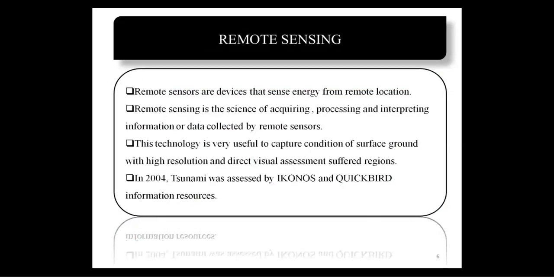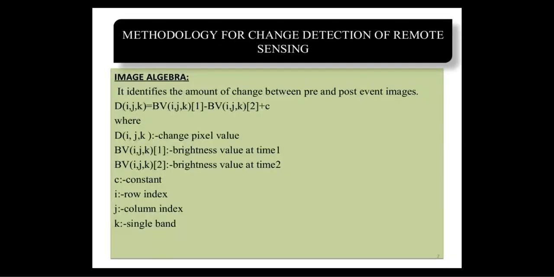Remote sensing, where remote sensors are devices that sense energy from a remote location. Remote sensing is the science of acquiring, processing, and interpreting information or data collected by remote sensors. This technology is used to capture the condition of the ground surface with high resolution and direct visual assessment of affected regions. In 2004, the tsunami was assessed by IKONOS and QuickBird information resources.